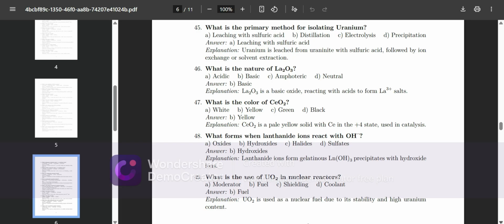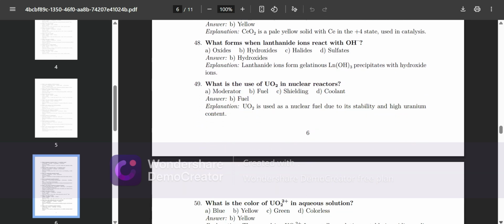What is the color of CeO2? Pale yellow. CeO2 is a pale yellow solid with Ce in the +4 state, used in catalysis. What forms when lanthanide ion reacts with OH- hydroxide? Lanthanide ions form a gelatinous Ln(OH)3 precipitate with hydroxide ion.